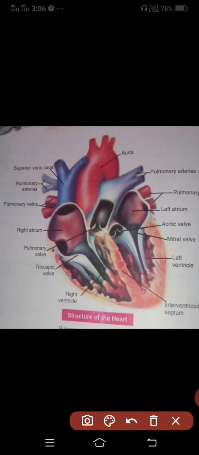Next, the fourth valve is the aortic valve. This is the aortic valve. It is situated between the left ventricle and the aorta. Between these the valve is situated. It allows blood to flow from the left ventricle to the different parts of the body.